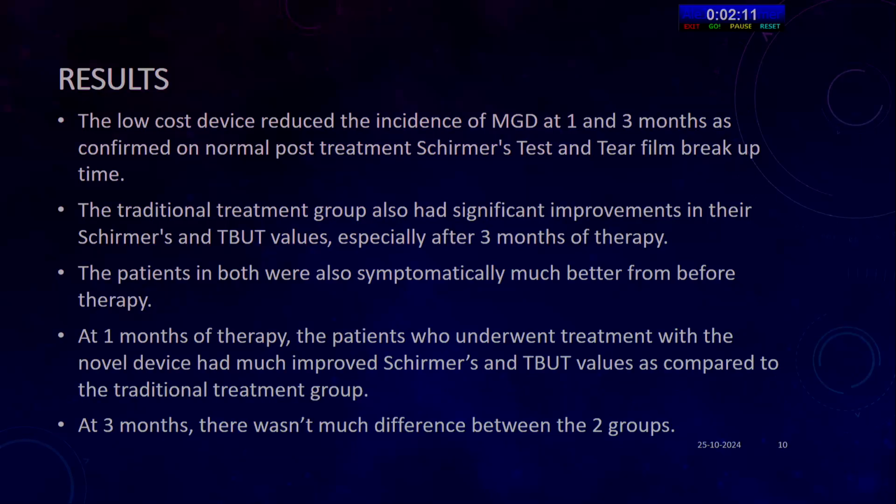The traditional treatment group also had significant improvements in their Schirmer's and TBUT values, especially at 3 months of therapy. The patients in both groups were symptomatically much better than before therapy. At 1 month of therapy, the patients who underwent treatment with the novel device had much improved Schirmer's and TBUT values as compared to the traditional treatment group, showing that the novel device therapy gives faster resolution. At 3 months, there wasn't much difference between the two groups.